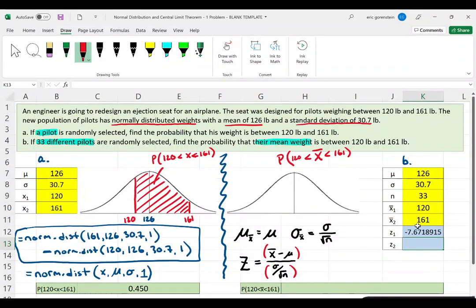And then we'll convert the 161 to a z-score. Same calculation, except we'll do a 161 instead of a 120. So 161 minus the mean of 126, divided by the standard deviation, 30.7, over the square root of 33. And we should get a pretty large positive z-score here, and we do, 6.54.